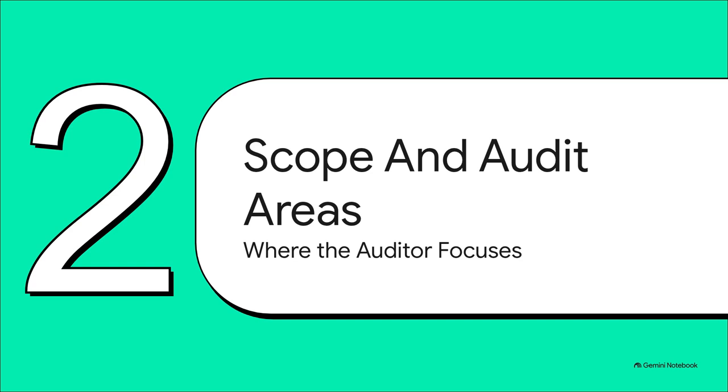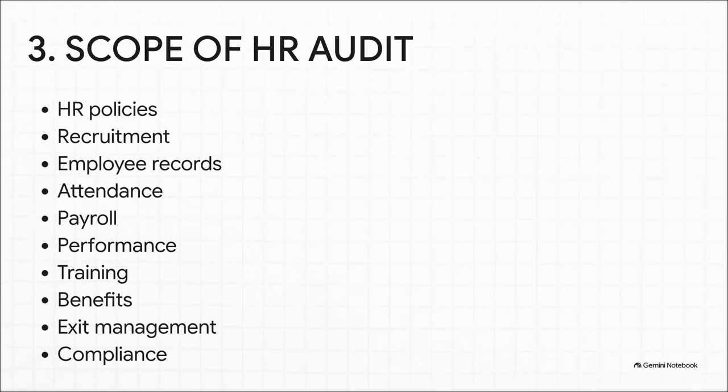Let's move smoothly into Section 2, Scope and Audit Areas. This is all about where the auditor actually focuses their attention. Under 3, Scope of HR Audit, you'll see we leave no stone unturned. We are looking at HR policies, recruitment, employee records, attendance, payroll, performance, training, benefits, exit management, and compliance. It's so comprehensive because it literally spans the entire employee lifecycle, from the very second a recruitment ad goes live all the way through to their final exit interview, and every single legal compliance hurdle in between.